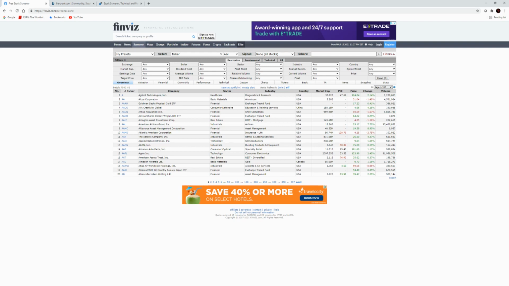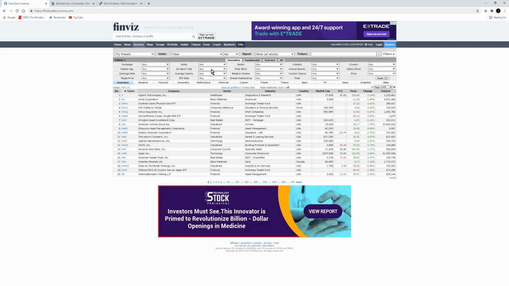Finviz is a great site, finviz.com. They have a screener, news, all sorts of different things on here that you can look at. And while their scanner can be a little overwhelming at first, if you know how to use it, it's actually pretty easy to use.